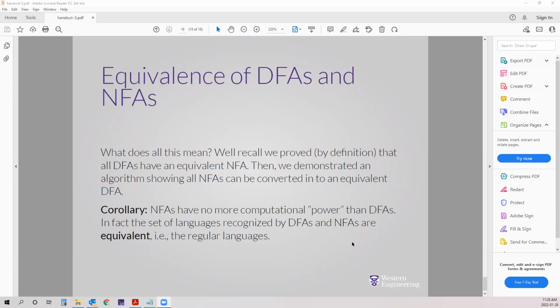So to continue with the equivalence of DFAs and NFAs, what does all this mean? We recall that we proved by definition that all DFAs have an equivalent NFA. Then we demonstrated an algorithm showing all NFAs can be converted into an equivalent DFA. NFAs have no more computational power than DFAs. In fact, the sets of languages recognized by DFAs and NFAs are equivalent, and we call them the regular languages, as we explained in the previous lectures. We defined the regular languages. Is that clear, guys?